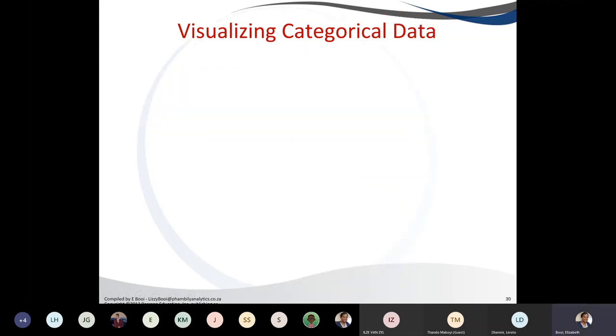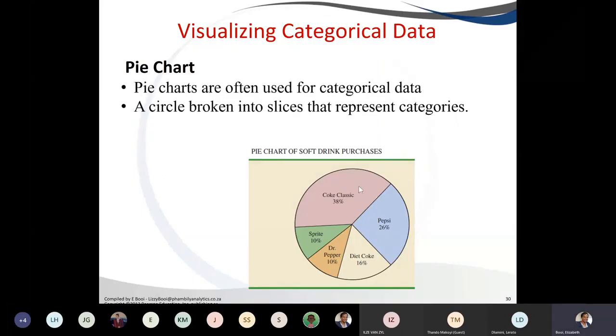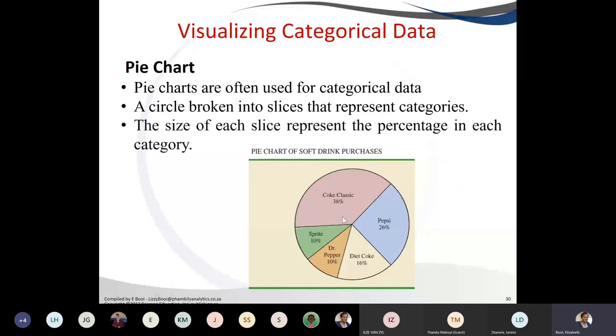The other type of visualization or graph that you can create is a pie chart. A pie chart is broken into slices, and the slices represent your categories, and the size of your slices represents your percentage, and sometimes they can represent your frequency or count.